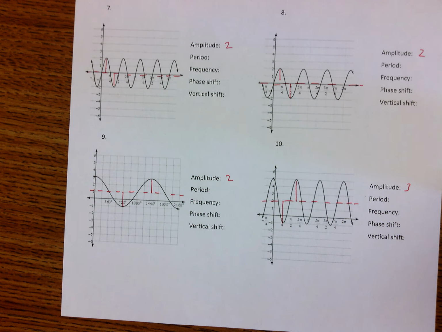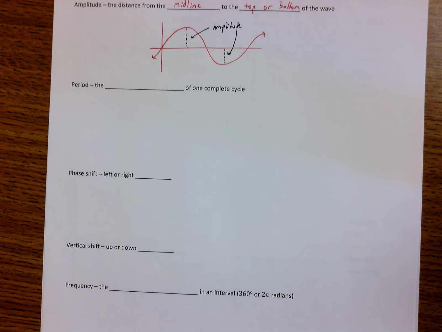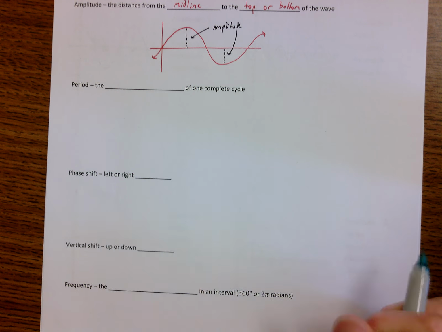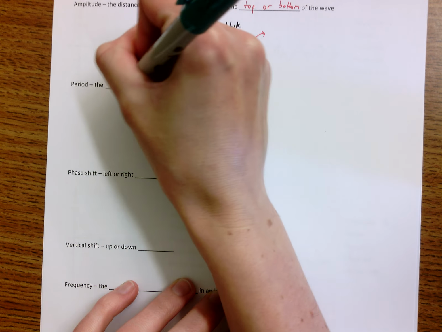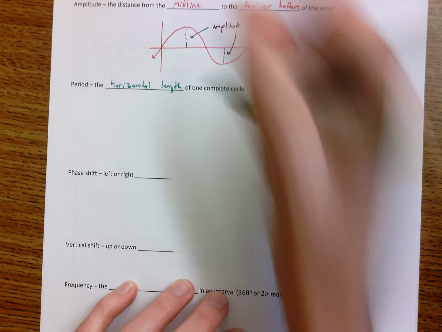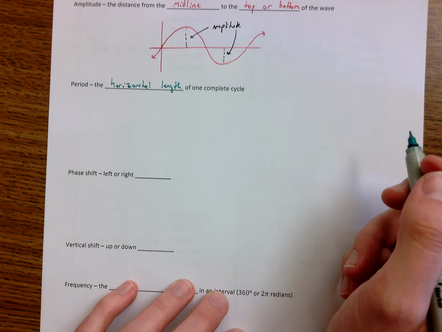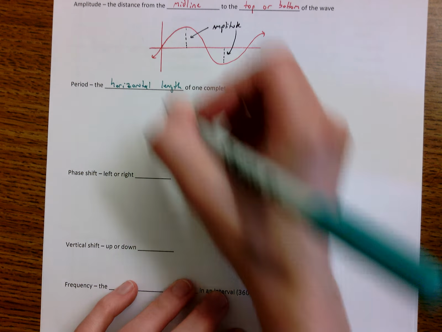That's your amplitude. All right, so now we're going to flip back to the first page and we're going to talk about our next vocab word, which is the period of a graph. Okay, so when we talk about the period of a sine or cosine or tangent function, it is the horizontal, not vertical, so the horizontal length of one complete cycle. Okay, so a horizontal length of one complete cycle. So let's talk about what that's going to look like.